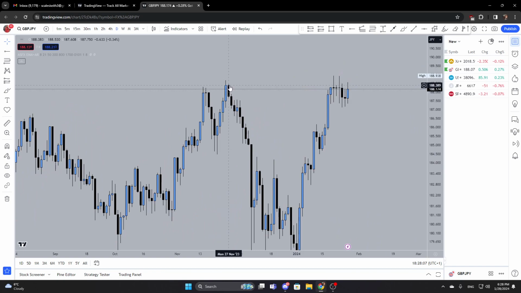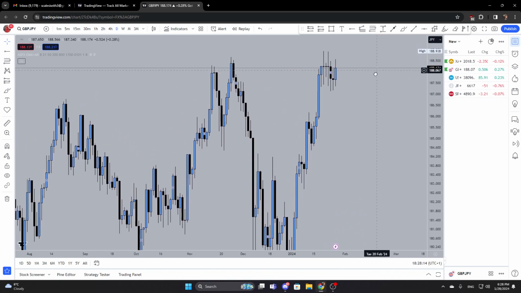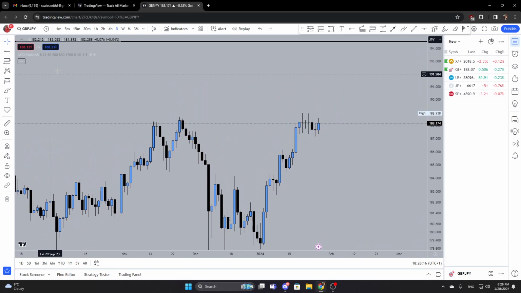On the daily, again, at the resistance, rejected two times. This candle's a baby rejection. So let's see to where we want to go to.